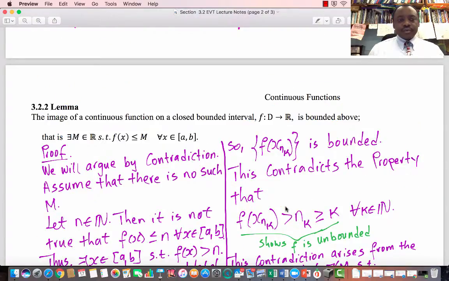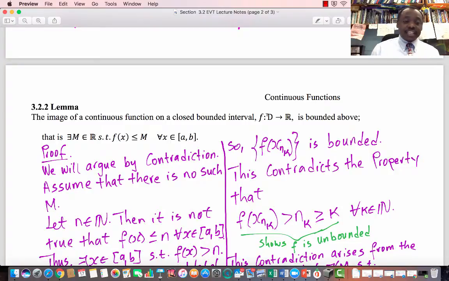Before we get there, let us look at a lemma. The image of a continuous function on a closed bounded interval, f from D to R, is bounded above. That is important. If f is continuous on D and D is closed and bounded, then f of D is bounded above. We just saw an example where f was continuous on an interval, but the image set was unbounded, and that was because D was not closed and bounded. It was bounded but not closed.